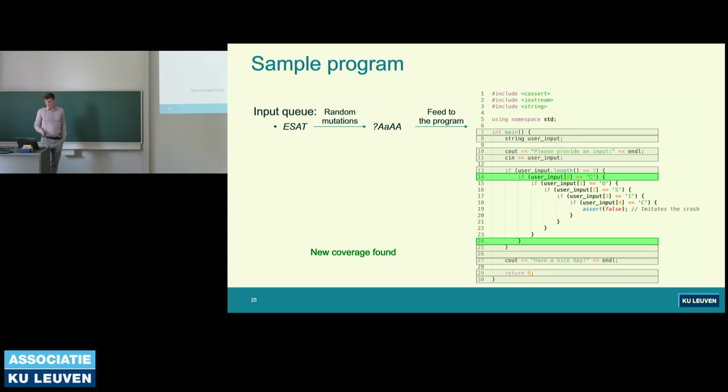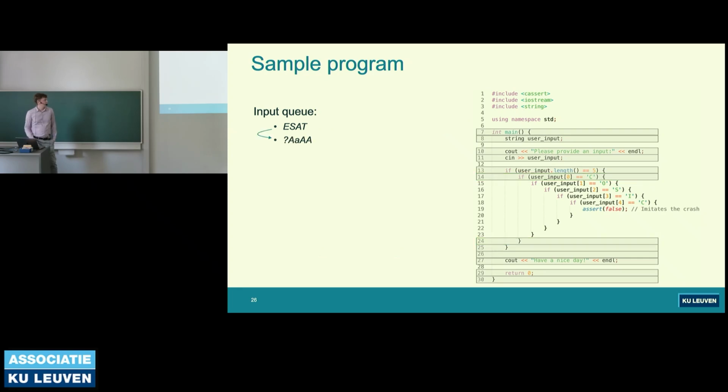Because this input led to new coverage, it is saved in the queue as a promising input. So now in the queue, we'll have two inputs: one original seed and one new input that was generated from this original input. And then the algorithm continues, but now we have two seeds that AFL++ can use.